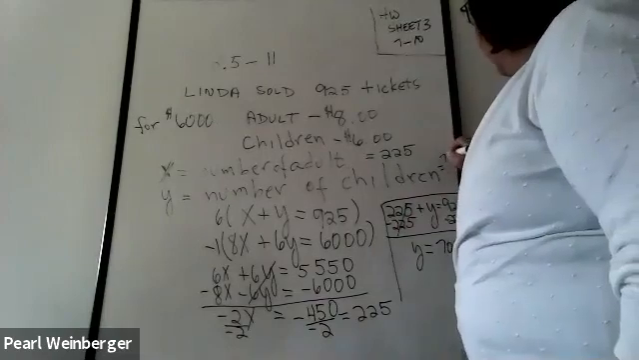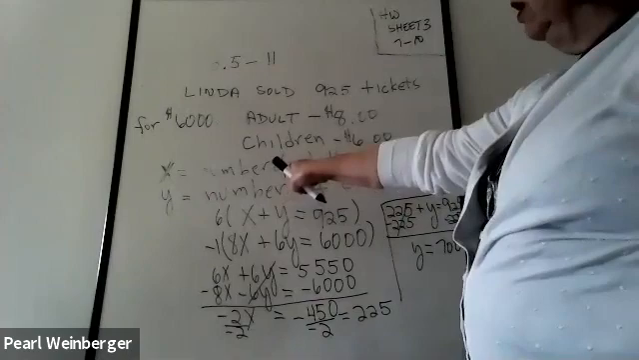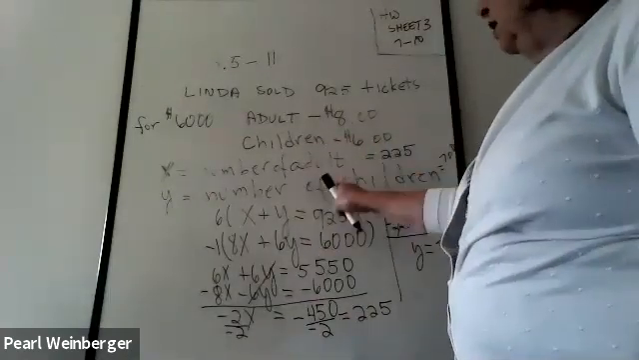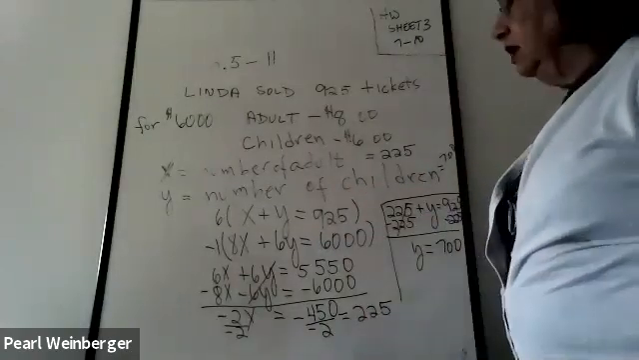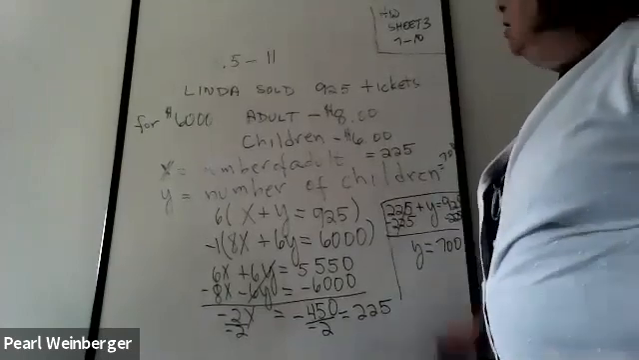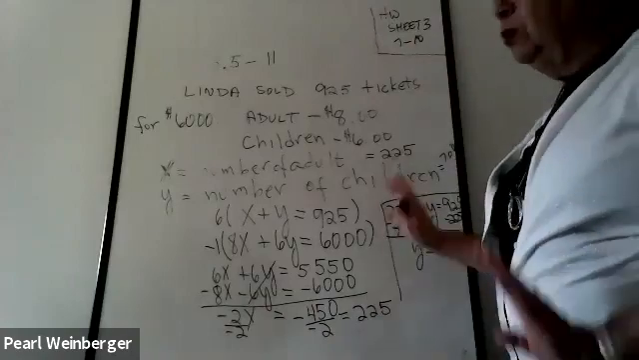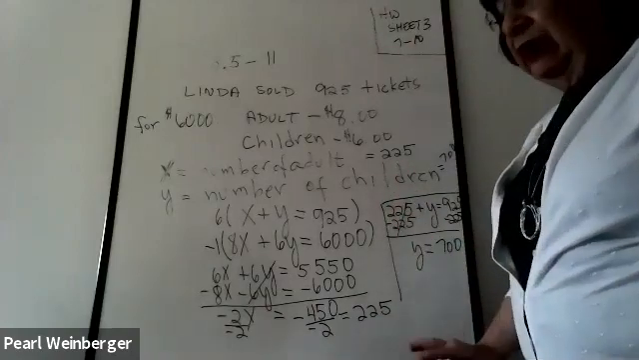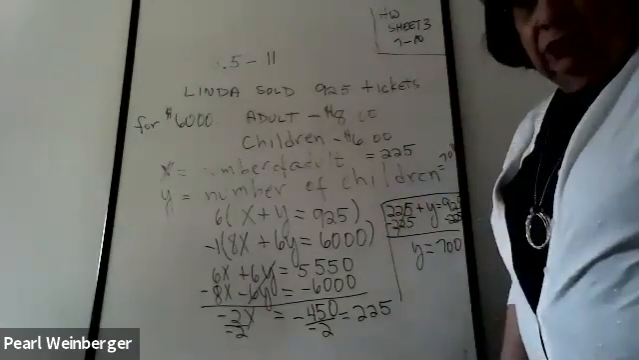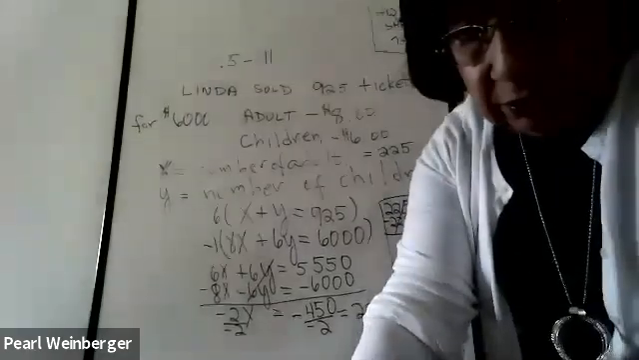So I now have my answer. I know that she sold 225 adult tickets and 700 children's tickets. And as I said, this setup, you'll see, they're very similar. Most of the questions that you have are similar. I'm going to give you another one to try now. Does anybody have any questions before I go to another question?